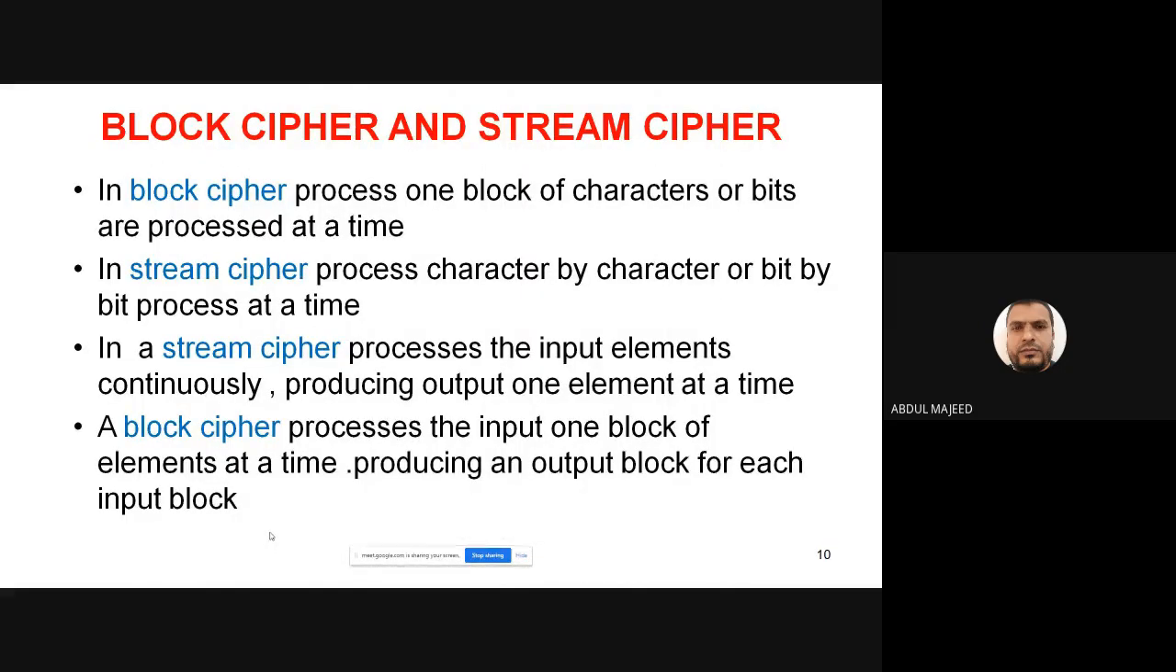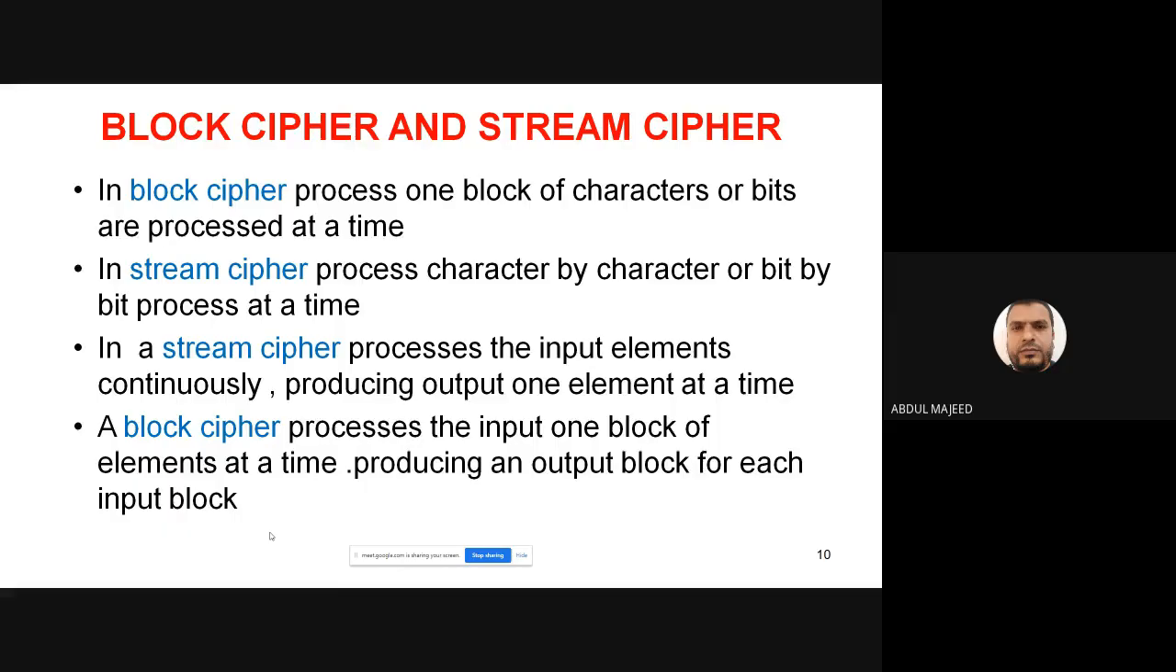So that is called a cipher block. Each block gets processed at a time, meaning a block of 10 characters is processed at a time. In a block cipher, one block of characters or bits is processed at a time. Whatever block you give as input, for that same block you will get a cipher block. That set of 10 characters is processed at a time and the plain text is converted into ciphertext.